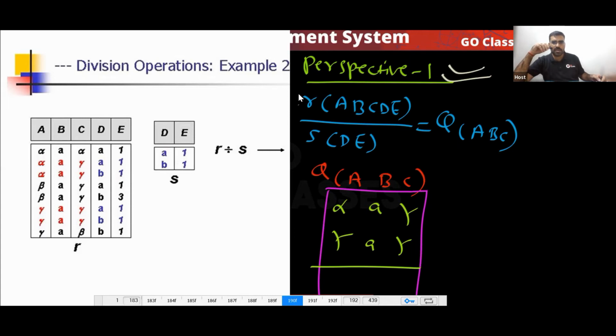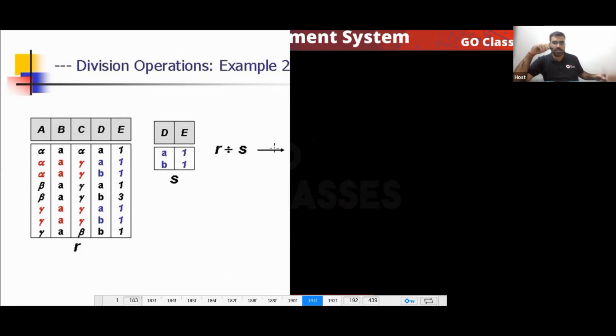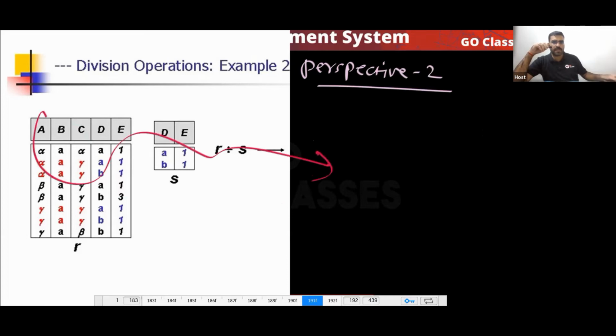Okay, let's see perspective number 2. Now let's solve the same question with perspective number 2. What is perspective number 2? Perspective number 2 means go in this direction. Agree? Go in this direction. So directly you check from here.